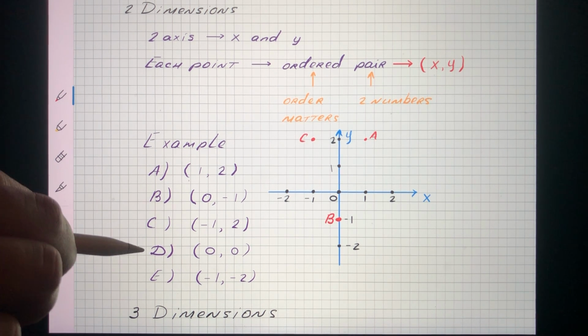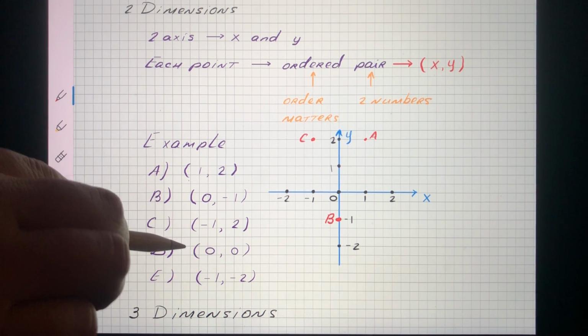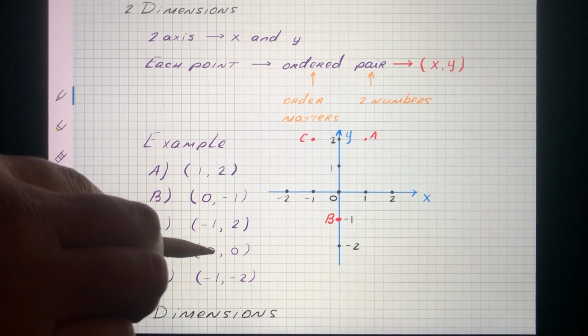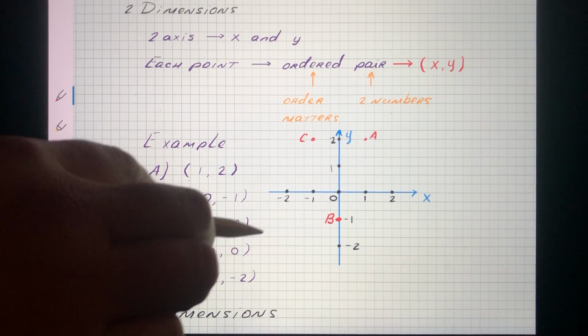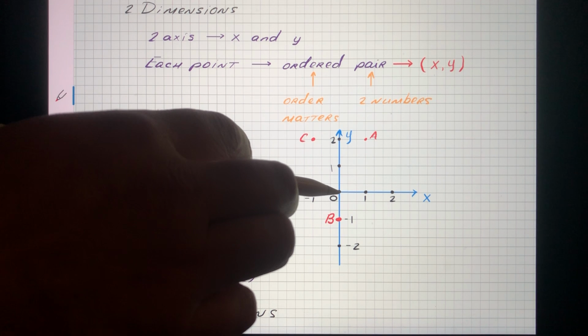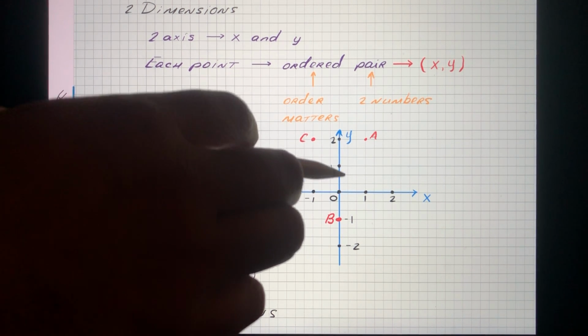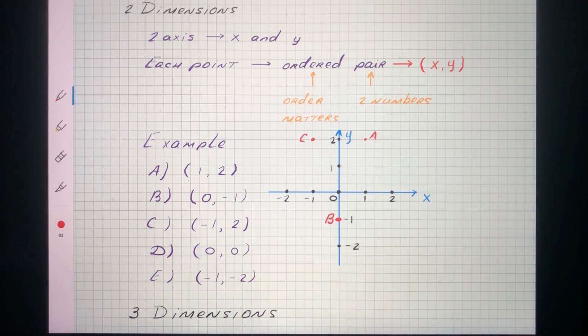The D, the next example, is 0, 0. This is exactly the origin. That's the coordinate for the crossroads, which is here. This is the point where x is 0 and y is 0. It's the same exact point where they cross. So our point D is actually the origin.